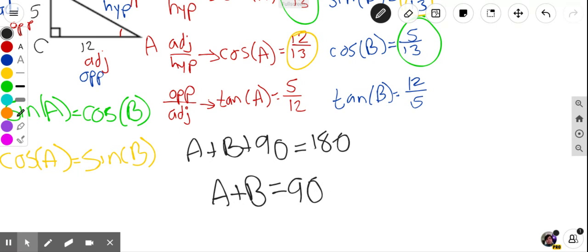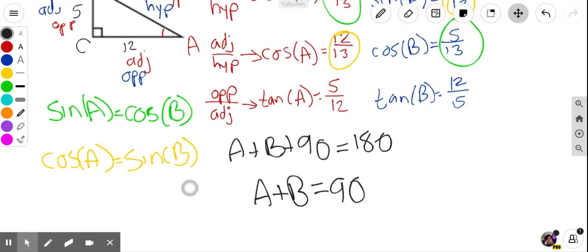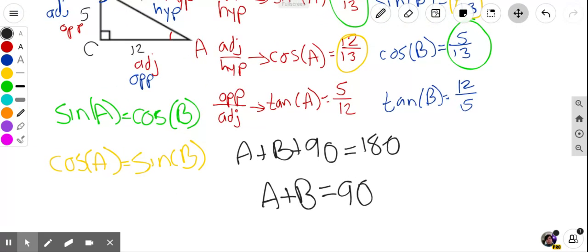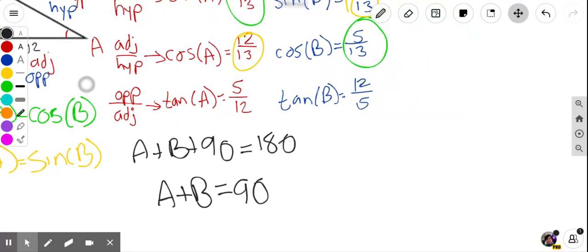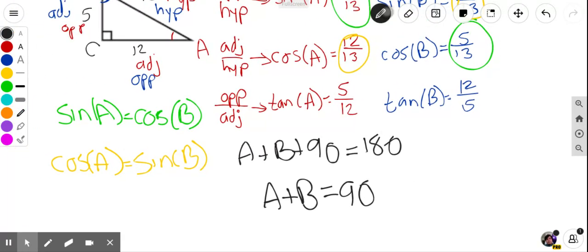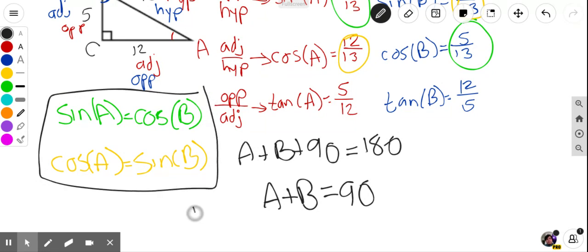Now I understand why sine of A has to equal cosine of B and cosine of A has to equal sine of B. It's because these two angles are complementary. They add up to 90 degrees. This will only be true if this is true and vice versa.